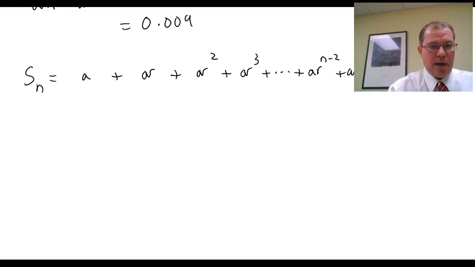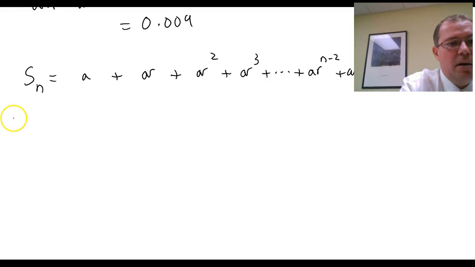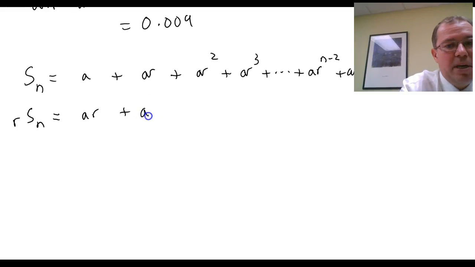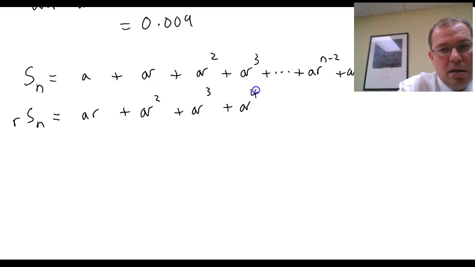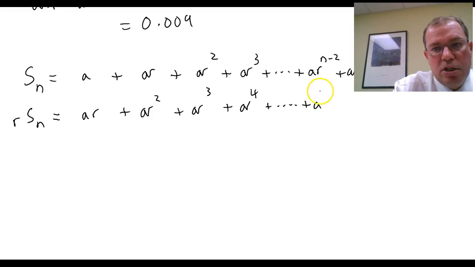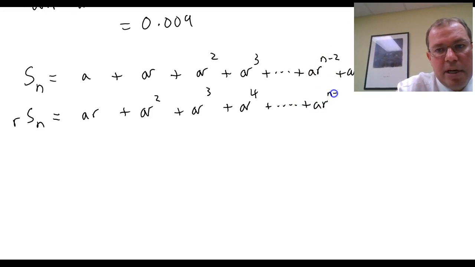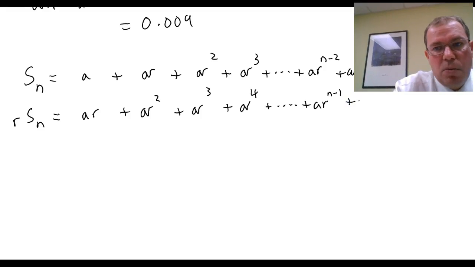Now I want to prove and get a formula for this. So what I'm going to do is multiply all of that by R and get another equation. I'm just going to multiply everything by R. So A times R is AR, AR times R would be AR squared, AR squared times R would be AR cubed. I'm just multiplying every term by R, plus lots of terms in the middle there, and AR to the n minus 2 times R is AR to the n minus 1, and AR to the n minus 1 times R would be A times R to the power n.